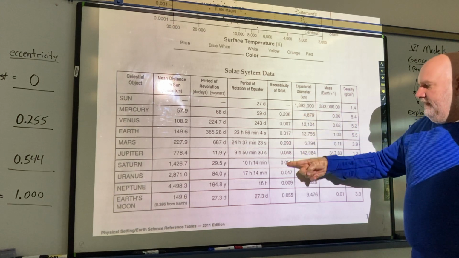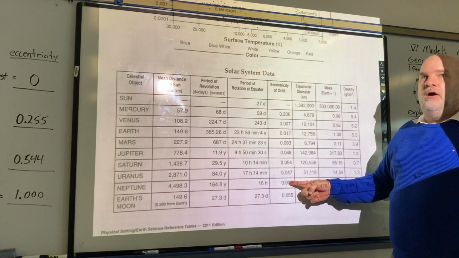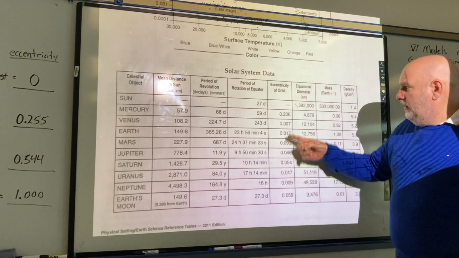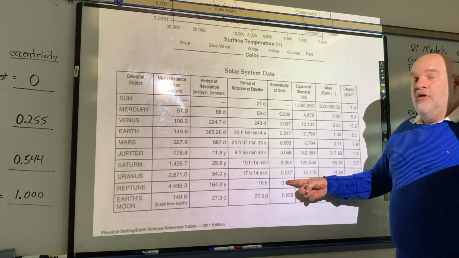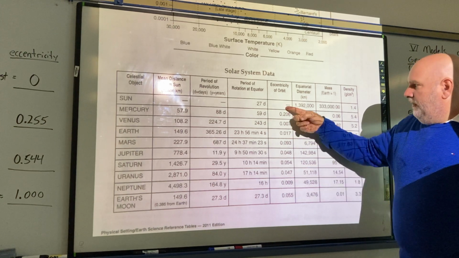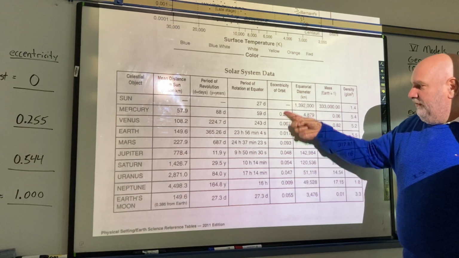Remember with this number right there, the closer that number is to 0, that means that the planet's orbit is closer to being a circle. The bigger that number is, the more eccentric it is. That means it's less like a circle and flatter. But that's what that number right there means in your reference tables.